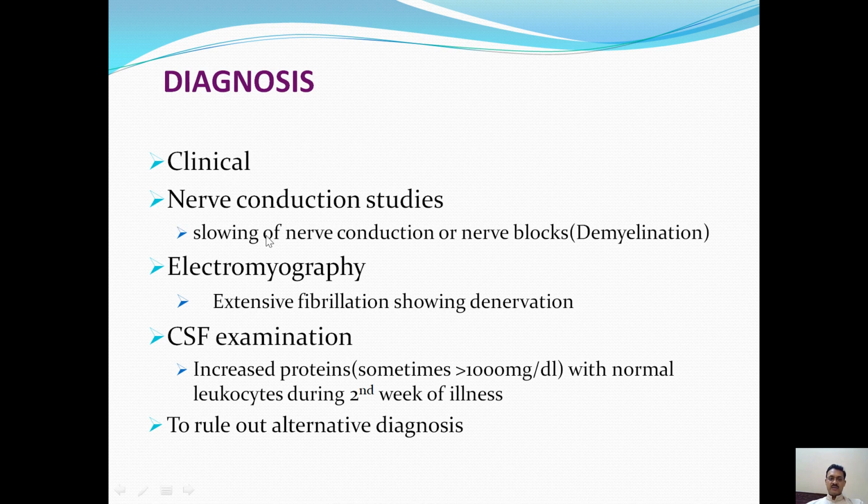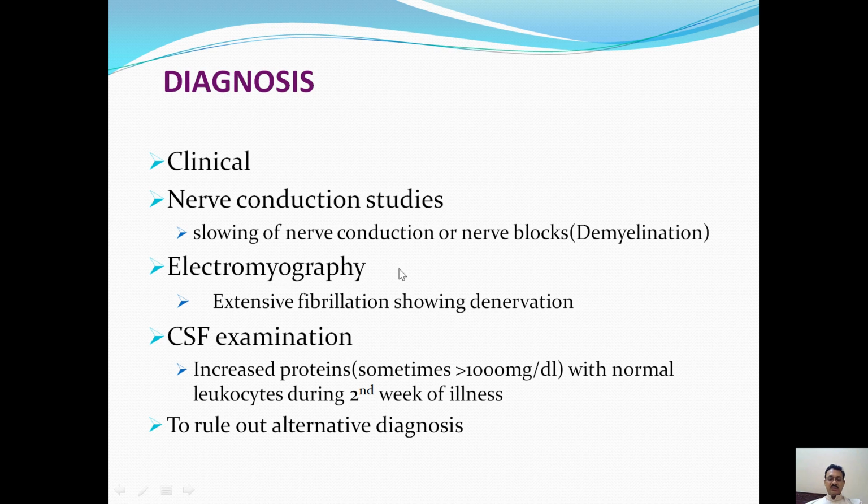Then the nerve conduction studies. We do nerve conduction, we stimulate the nerve from one side, record from the other side, and we calculate the velocity. So there is slowing of nerve conduction, as we know that there is demyelination and damage to the Schwann cells in this disease, and the basic function of the Schwann cell is fast conduction of the nerve impulses. When Schwann cells are damaged, there's demyelination, and the basic purpose of myelination is not served. So there is slowing of the conduction, and there may be nerve blocks as well.